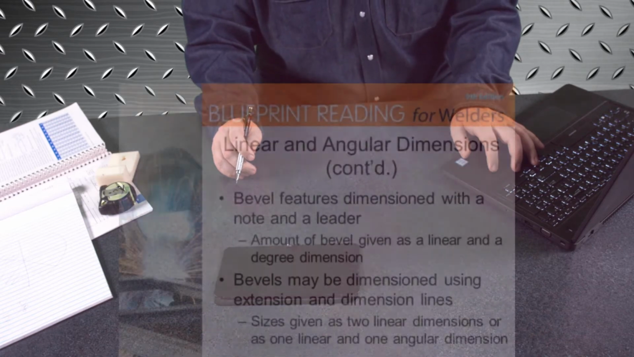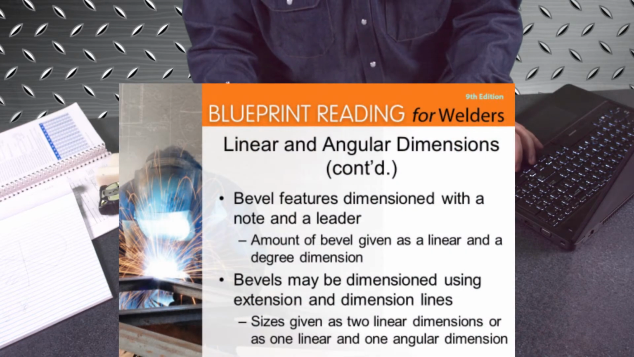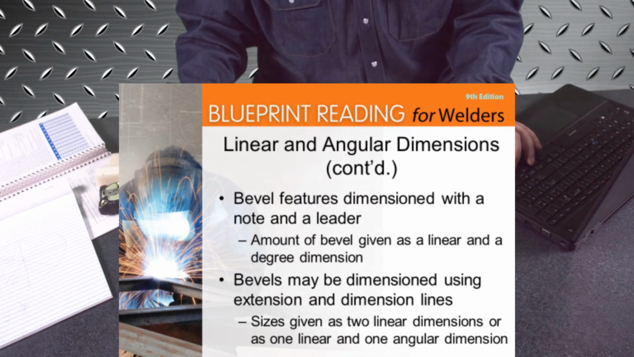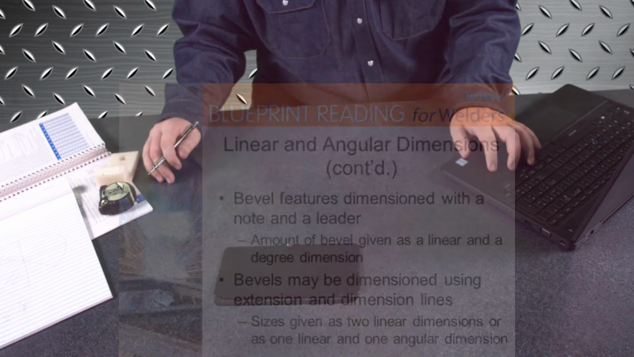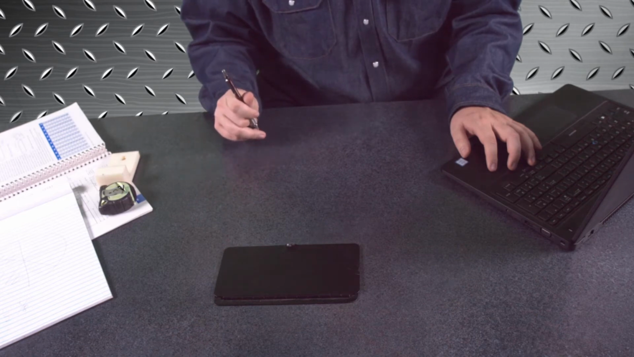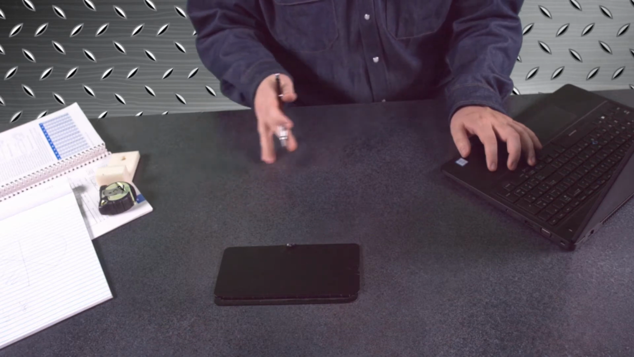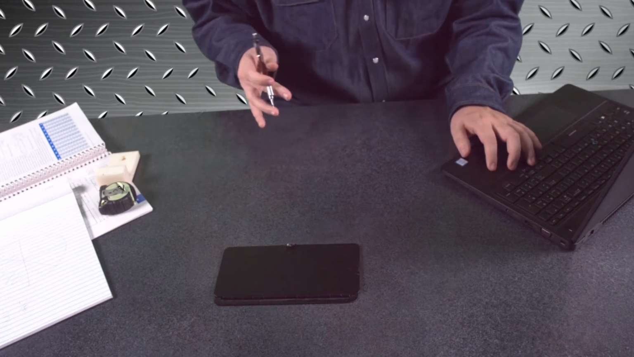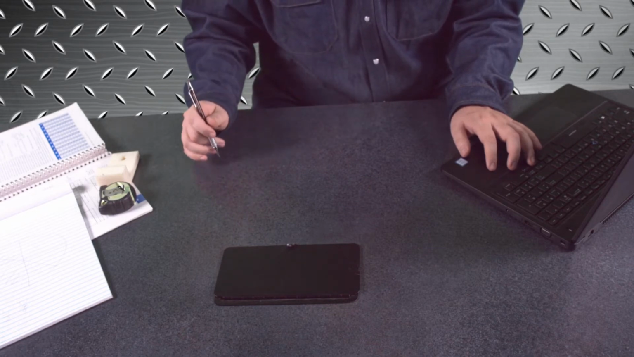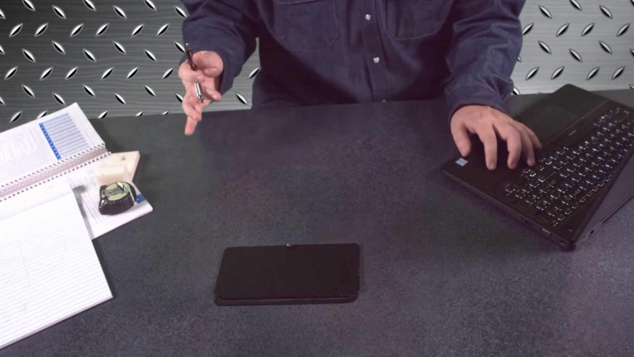Beveled features are dimensioned with a note and a leader. The amount of bevel is given as a linear and a degree dimension, and bevels may be dimensioned using extension and dimension lines. Sizes are given as 2 linear dimensions, or as 1 linear dimension and 1 angular dimension. The use of dimension lines is usually far more accurate and easier to read, but the use of a leader line and a note gives less clutter to the print and makes the print look better. But the dimension line method is far more accurate, in my opinion, and far easier to understand.